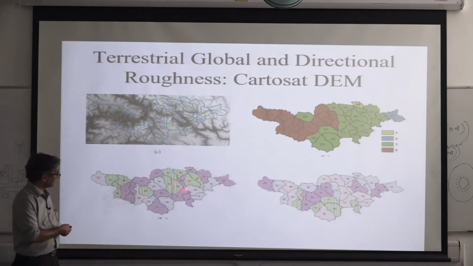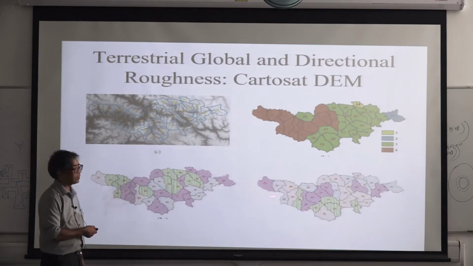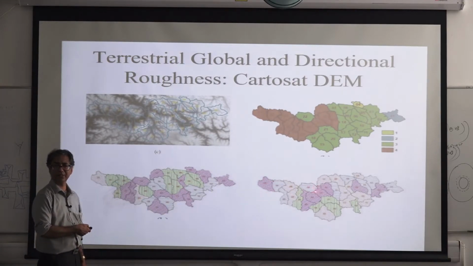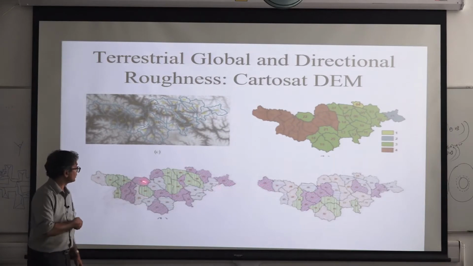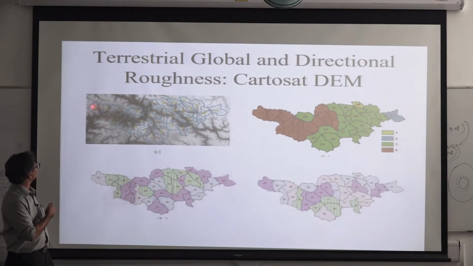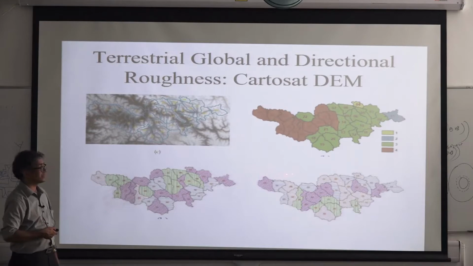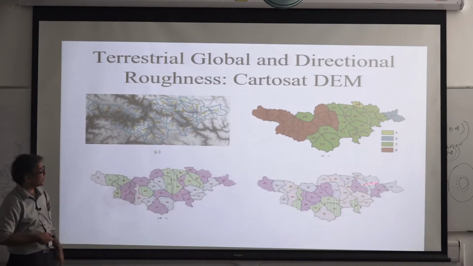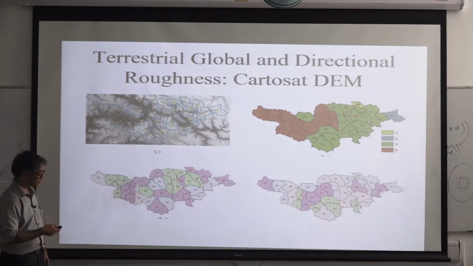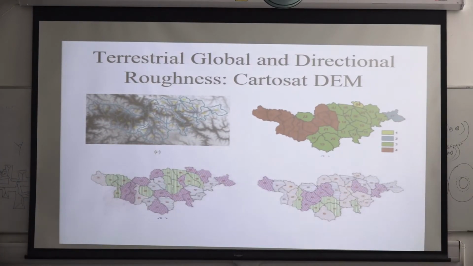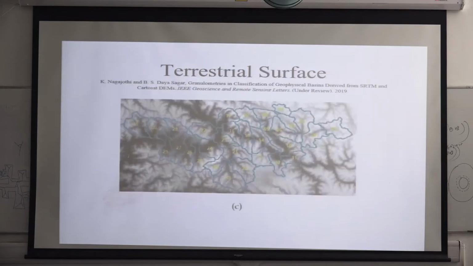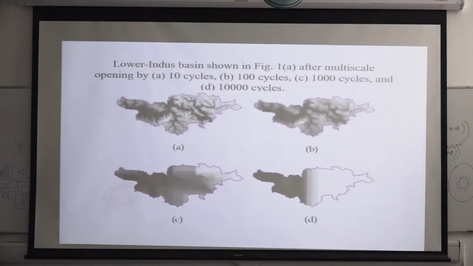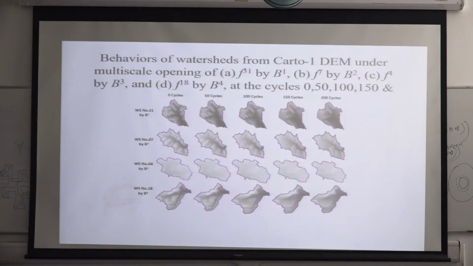And this is low directional roughness. In which direction does this particular watershed yield lowest roughness? Is it in B1 direction, B2 or B3 or B4? And you can see those classifications. I think these are some of the supporting material.